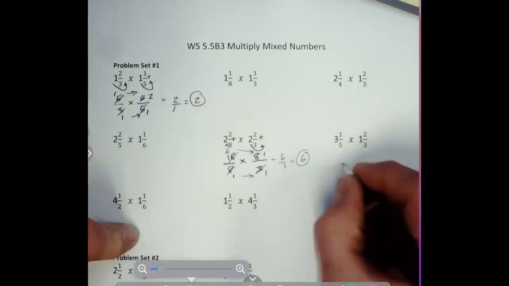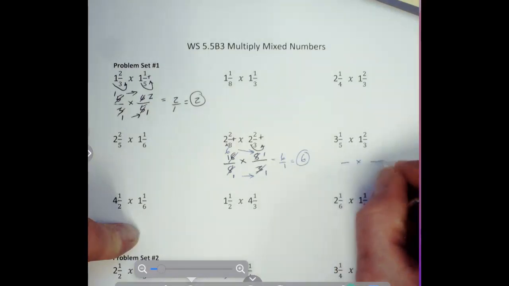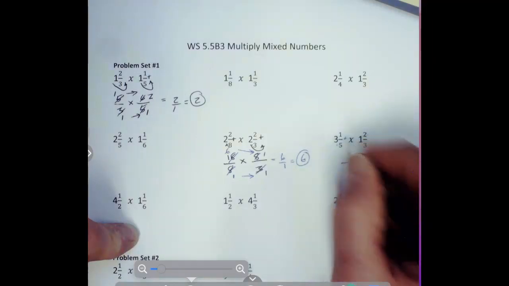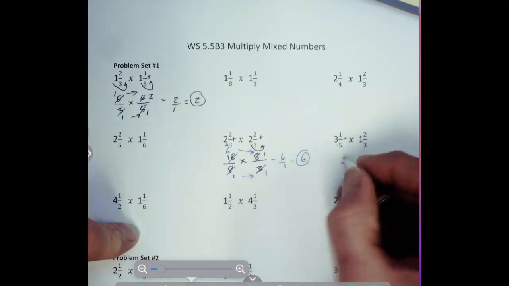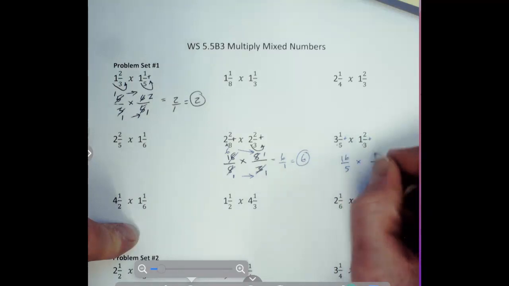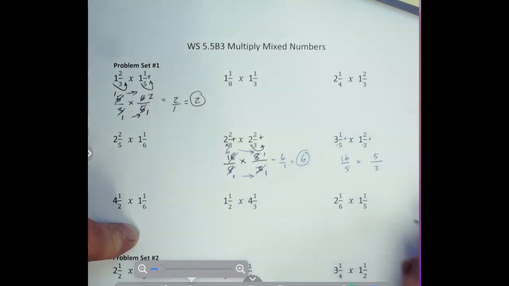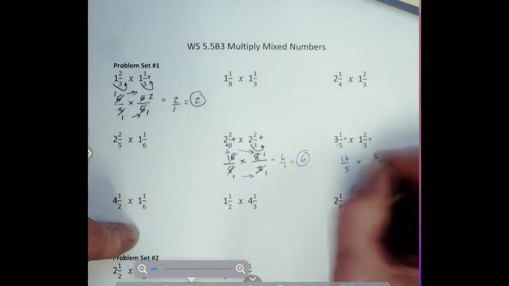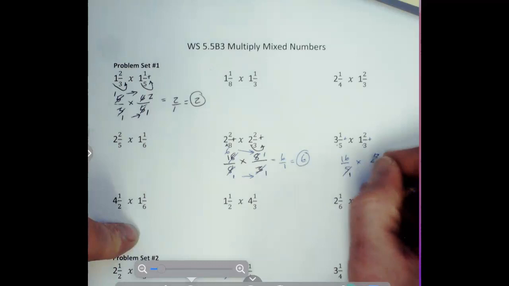Here, this one will be something a little bit different. All right, do the hook, multiply down, add up. 3 times 5 is 15, plus 1 is 16/5. And this one here, 1 times 3 plus the 2, that gives us 5/3 again. We got nothing cooking here with the 16 and 3 that we can do. We can divide by 5. It's going to help a lot.